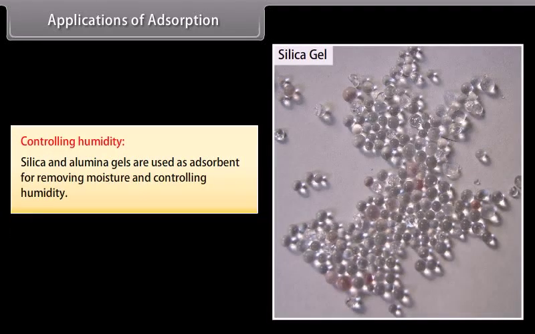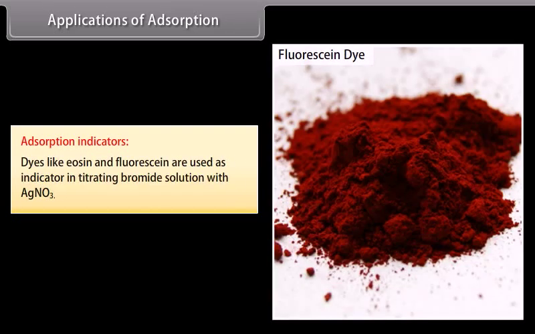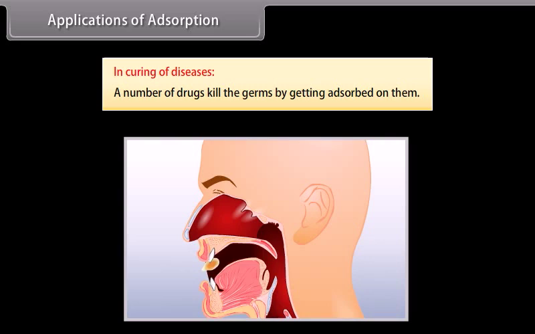Controlling humidity. Silica and alumina gels are used as adsorbents for removing moisture and controlling humidity. Adsorption indicators. Dyes like eosine and fluorescein are used as indicators in titrating bromide solution with AgNO3. Precipitate of silver halide has the property of adsorbing these dyes and thereby producing characteristic deep colors at the end point in the titration. In curing of diseases. A number of drugs kill the germs by getting adsorbed on them.